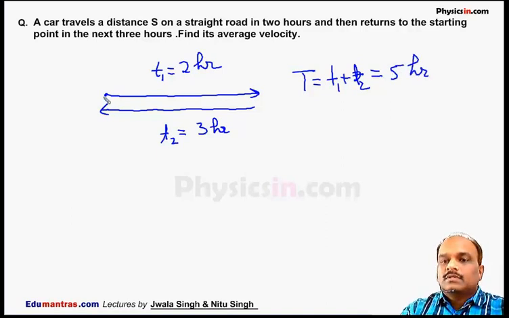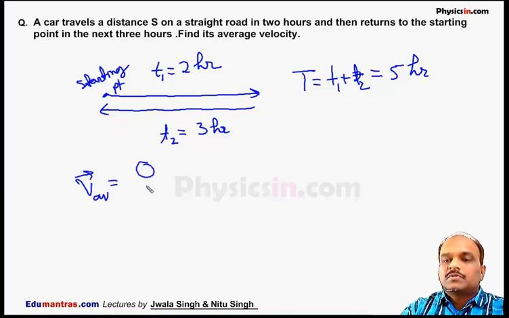But since the car is at its starting point, the displacement of the car is 0. And we know the average velocity is defined as the total displacement, which is equal to 0, divided by time, that is 5 hours. So the answer is 0.